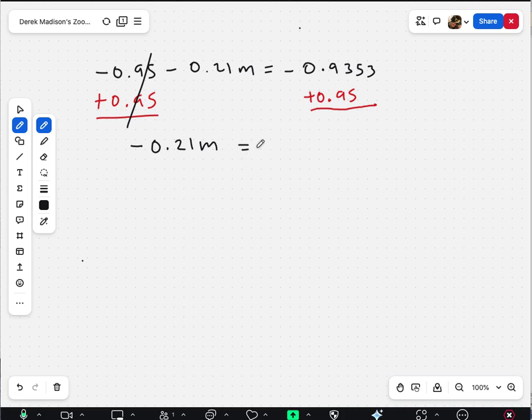And on this side, what did that come out to? Let's see, 0.0147. And now I'm left with something multiplying m, and so when we have that, that's where we want to divide to undo multiplication. So we'll divide both sides, and I'm dividing by a negative because I want it to come out to a positive, so I have to use the same sign as what's there. So we're doing that on both sides.